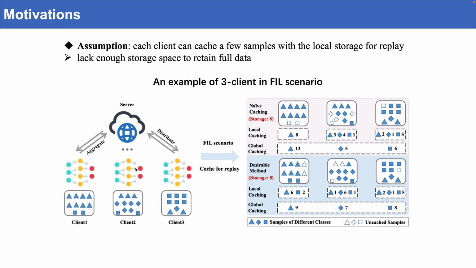Here, we illustrate an example of 3 clients in federated incremental learning. With a naive caching strategy, the cache samples by all clients will cause a severe global data heterogeneity. If each client caches samples with a desirable method, the cache samples can contribute to the training of the global model by alleviating the global data heterogeneity. Consequently, it is essential to efficiently cache important samples for replay to balance local training needs and global data distribution.